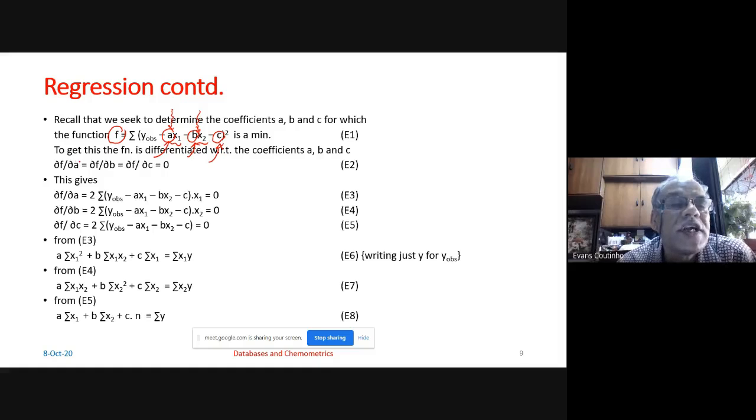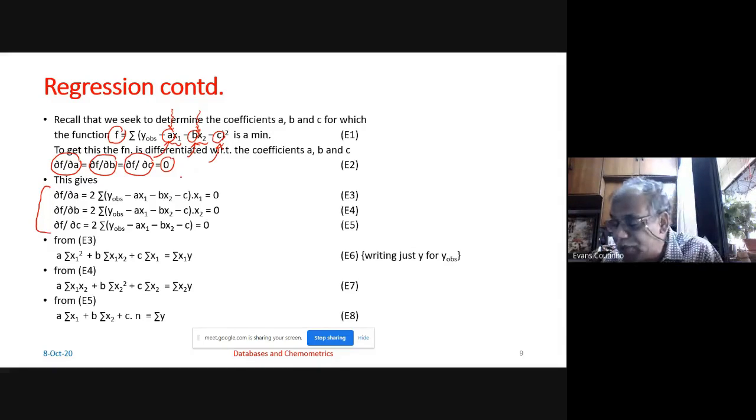According to mathematics, if I differentiate this function with respect to the coefficient A, that should be equal to 0. That is the condition for a minimum. If I differentiate my function with respect to the variable B, I equate it to 0. And if I differentiate the function with respect to the variable C and equate it to 0, I will get these three equations. Those of you who know a little mathematics will get these three equations very easily. Now these three equations are slightly rearranged.